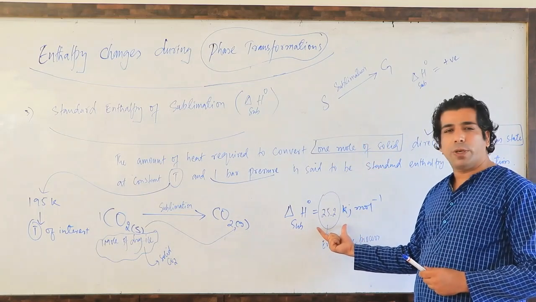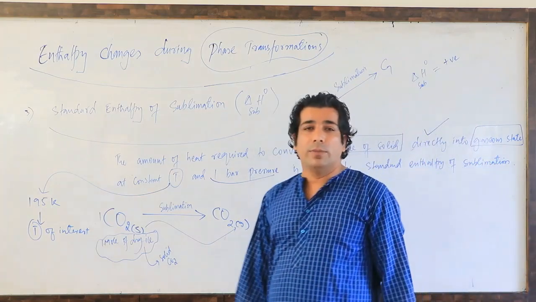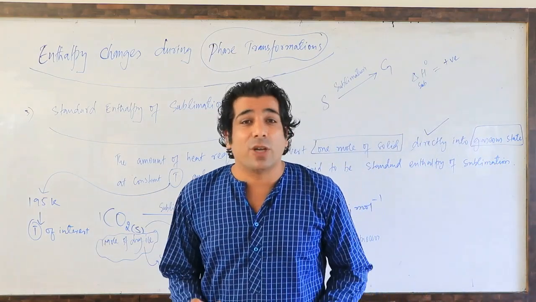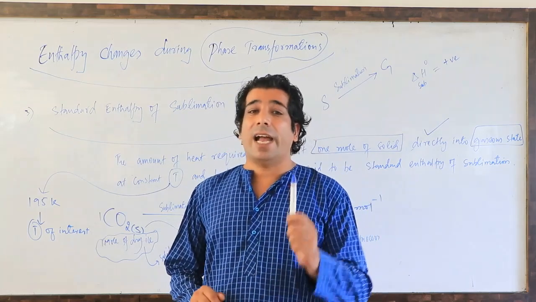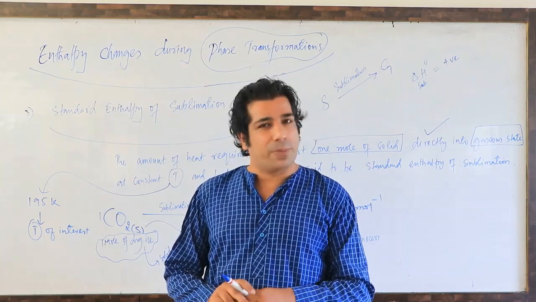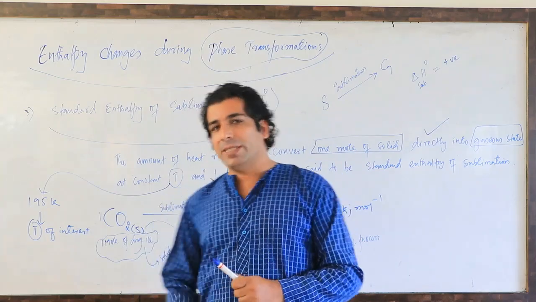So 25.2 kilojoules of energy is required to convert 1 mole of dry ice, that is solid carbon dioxide, directly into the gaseous state at 195 Kelvin temperature and 1 bar pressure. These are the conditions, my dear friends. Please make note of this.